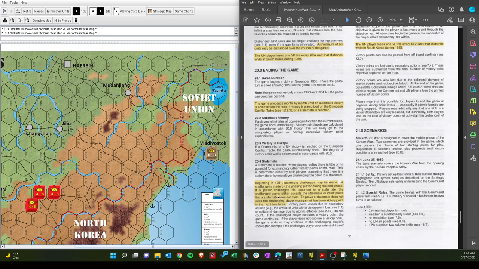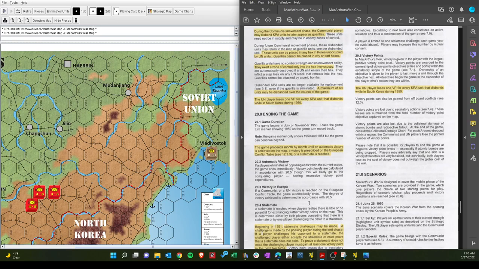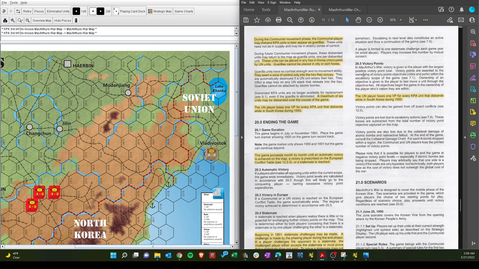And then the stalemate challenge, beginning in 51, the player challenges his opponent. The challenging player must gain at least one victory point in the next two turns. Okay, and it could be through escalation. Players are limited to one stalemate challenge each game year. Okay, so use it wisely.